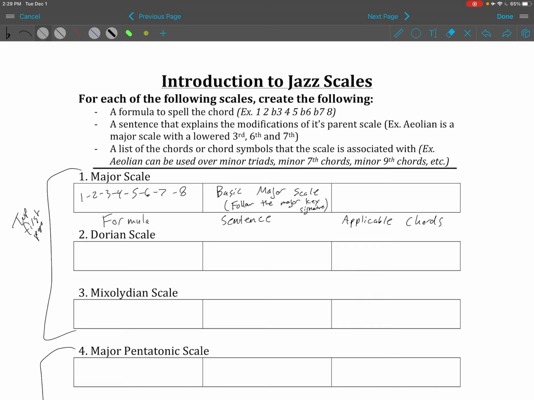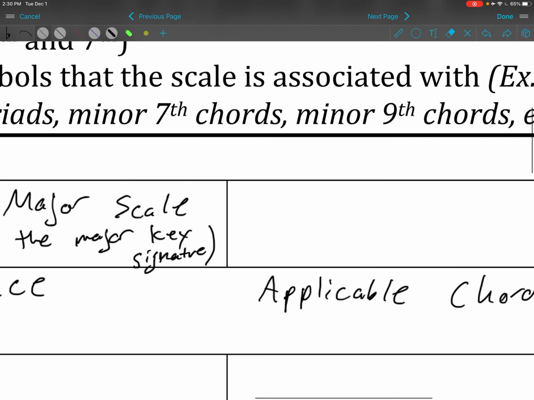Now, for applicable chords, guys, this is something we're going to do in class. So if you can't figure these out on your own, that's okay. Just make sure you're paying attention in class and write them down. The applicable chords are basically: when can you use this scale? What chord could you see on a piece of music that would let you know, oh, I can use this scale here? So I'm just going to copy these down really quick.